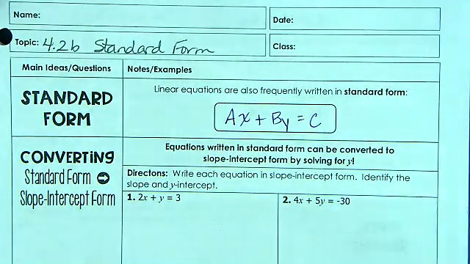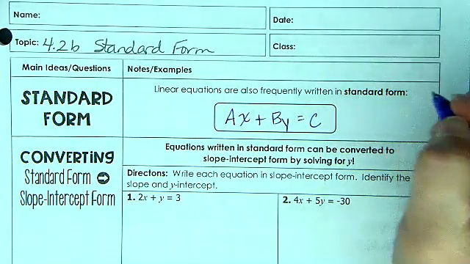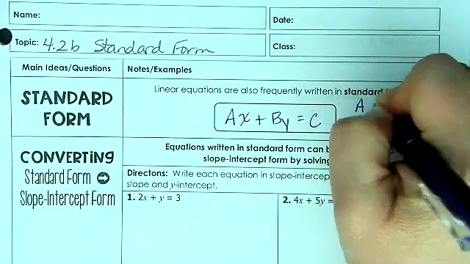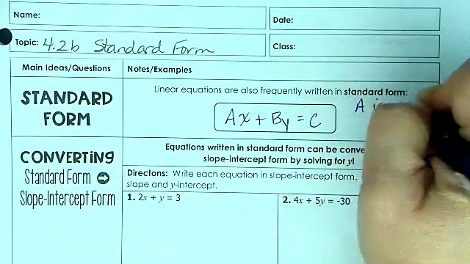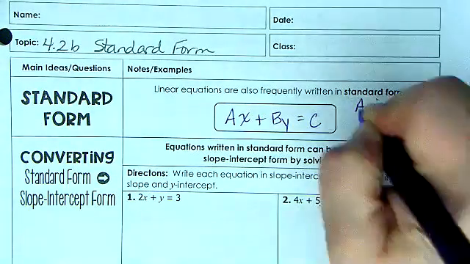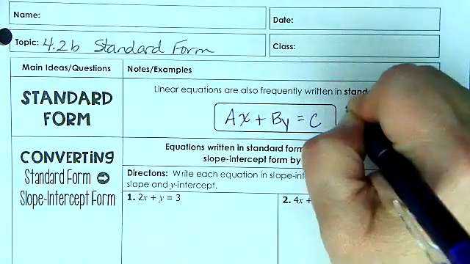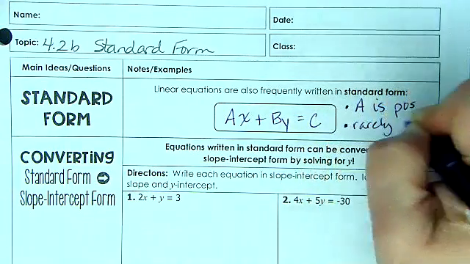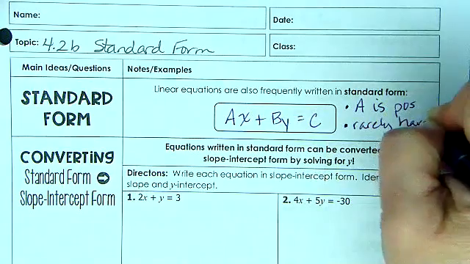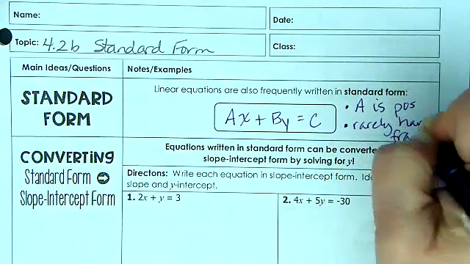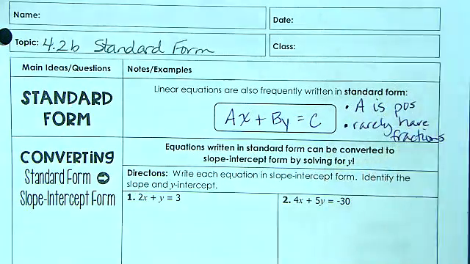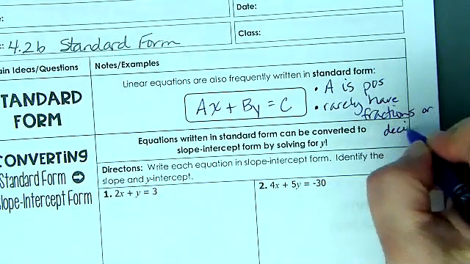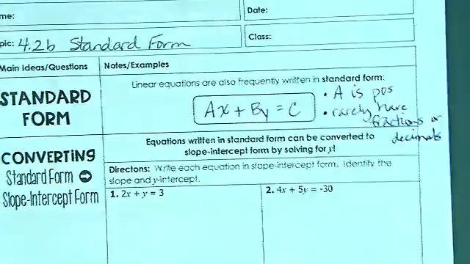A few things to remember with this: most of the time you want the a to be positive, and you rarely have fractions or decimals. They can, but normally you work those out to where it's not that way.